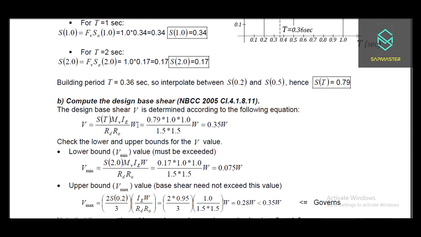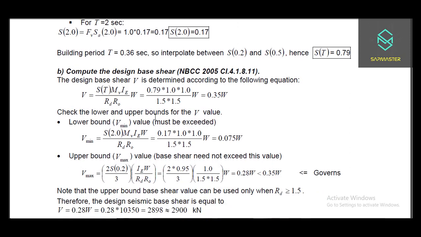And finally, we will have our formula for calculating the shear force. So S(T) here is the acceleration at the fundamental period, which we calculated as 0.79, right? We will replace it here. Mv was 1, I was 1, Rd and Ro were 1.5 each, and W. There are lower and upper bounds that you have to calculate before taking further action.